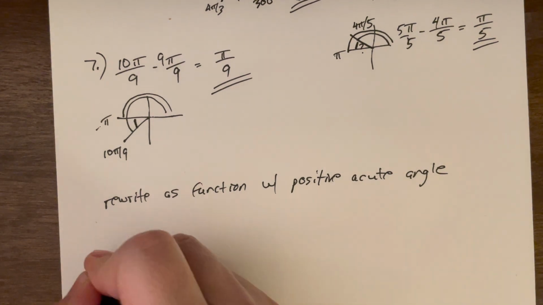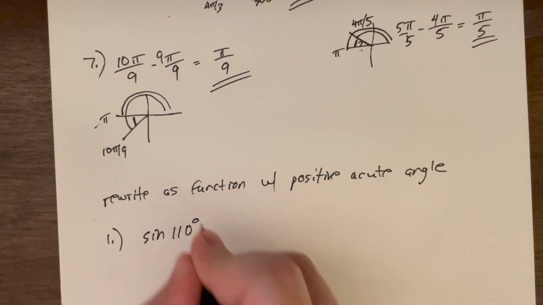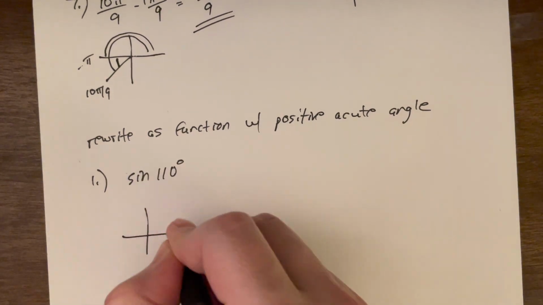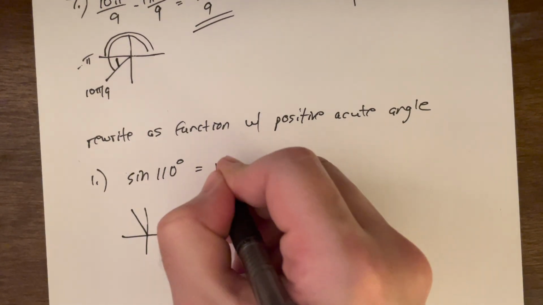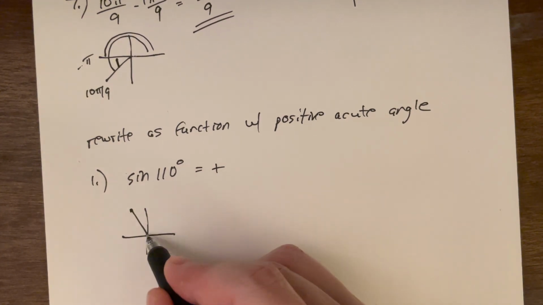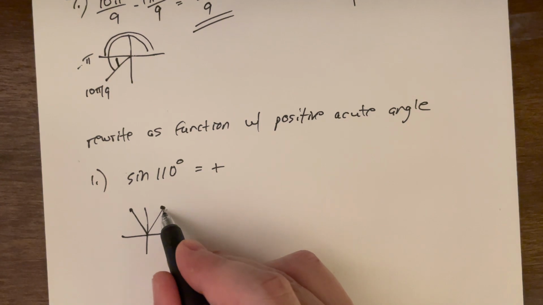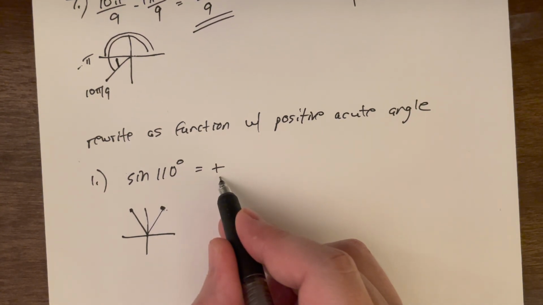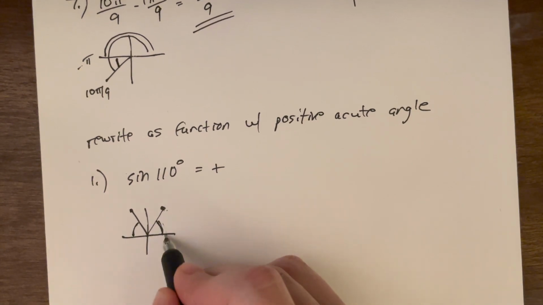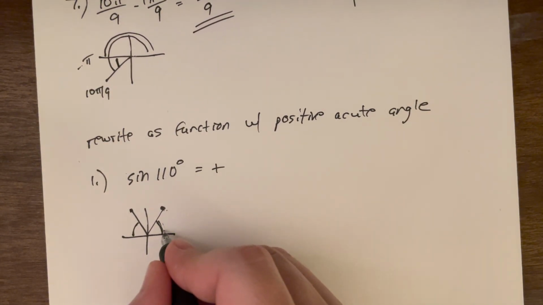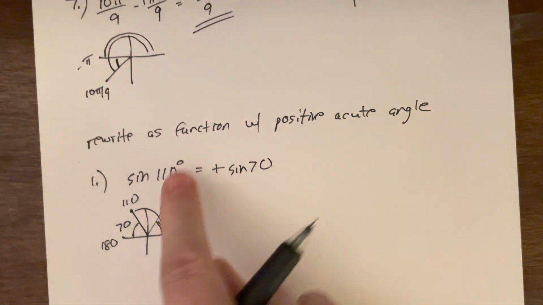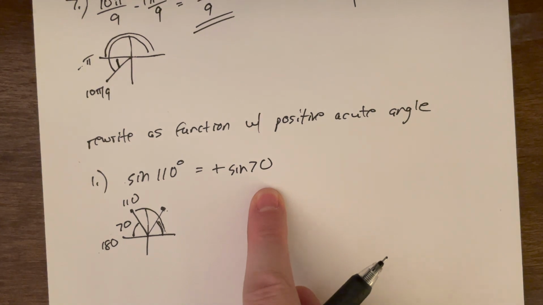So if we start number 1, sine of 110 degrees. How do we do that? Well, 110 degrees is in the second quadrant. I know sine is positive in the second quadrant, so I get a positive. And it's like the y value here, symmetry would be the same as the y value here. So as long as I get the plus or minus in the right place, the sine at the reference angle gives the same value as sine of the whole angle. So what's the reference angle? Well, this is 110, this is 180. That gives me a gap of 70. So sine of 110 would be the same as positive sine of 70.